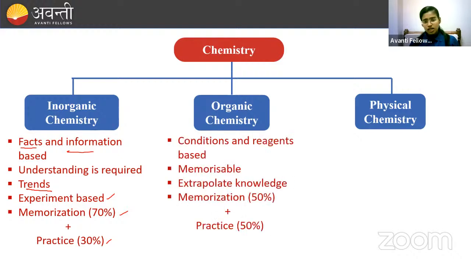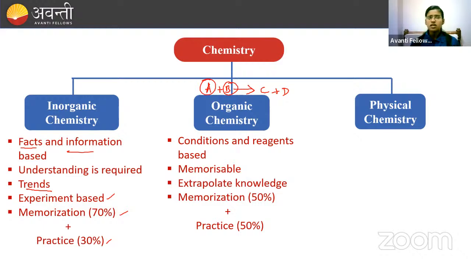Then coming to organic chemistry, it is based on conditions and reagents. Suppose I take an organic reaction in which A and B react with each other to form C plus D, or C itself. Here one is a reactant which is called the substrate, and the other one might be the reagent. So what is a reagent? The reactant which is going to react with the substrate. Those are the reagents.